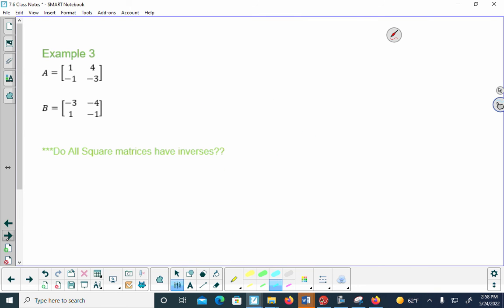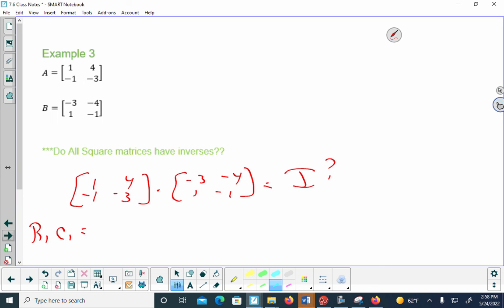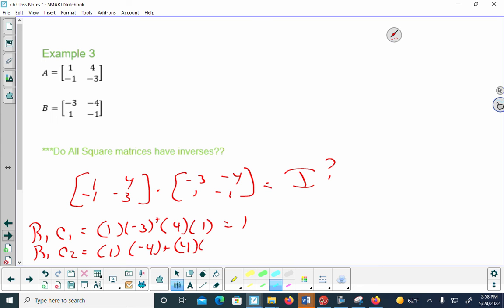Okay, moving on to the next one. Next one, are these ones inverses? So I am going to multiply again. So I'm going to do 1, 4, negative 1, negative 3 times negative 3, negative 4, 1, negative 1. And I'm going to ask myself, do I get the identity matrix? So row 1, column 1 is going to be 1 times negative 3 plus 4 times 1. So that's negative 3 plus 4, which is 1. Row 1, column 2 is going to be 1 times negative 4 plus 4 times negative 1. So this is negative 4 plus negative 4, which is negative 8. So I'm going to have 1, negative 8.